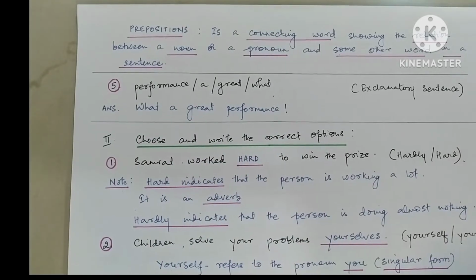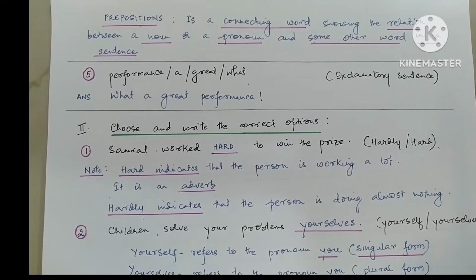Now children, we will go over to question number 2. Choose and write the correct option. Number 1. Samrat worked dash to win the prize. Hardly or hard? Now children, I will tell you why we will use hard. The answer is hard, but why? Why not hardly? Because hard indicates that the person is working a lot. It is an adverb. But hardly indicates that the person is doing almost nothing. That is why Samrat worked hard in order to win the prize.